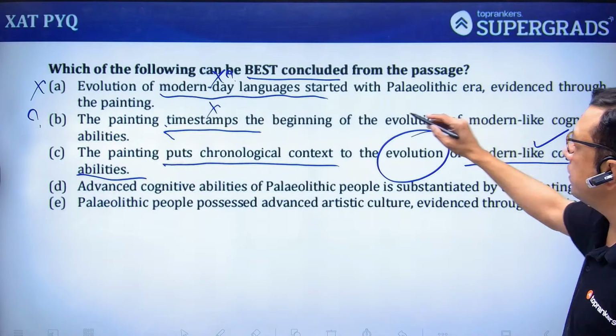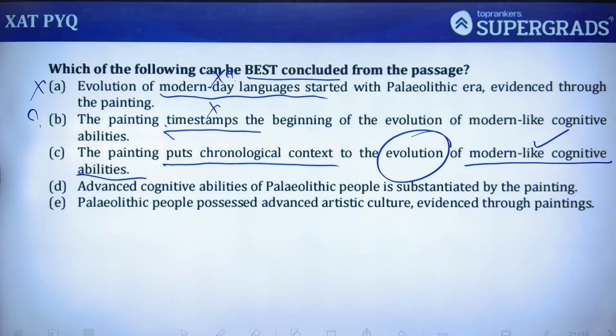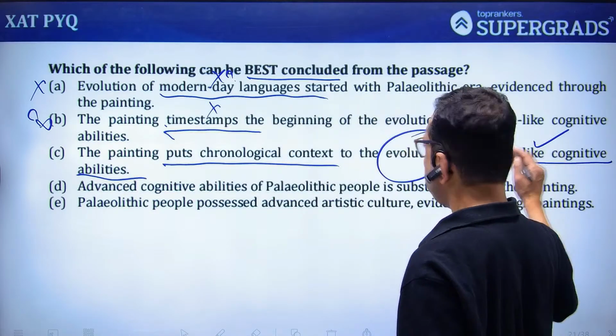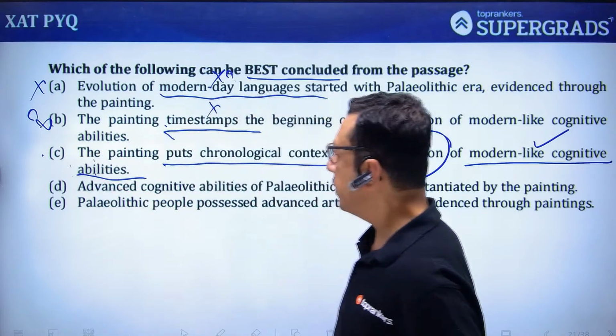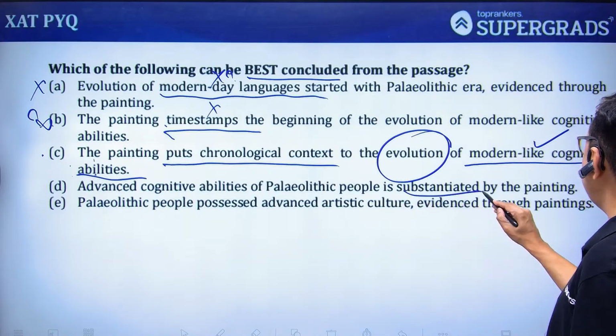Option A is eliminated, correct? And then that brings us to what? Now you compare it with option timestamps. This is also eliminated. This is correct. So this seems to be the correct option. Advanced cognitive ability is substantiated by the painting.